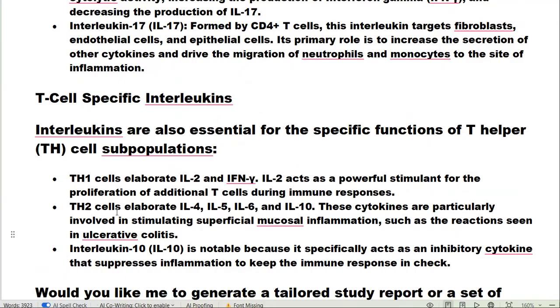Th2, T helper 2 cells elaborate IL-4, IL-5, IL-6, and IL-10. These cytokines are particularly involved in stimulating superficial mucosal inflammation, such as the reaction seen in ulcerative colitis. Interleukin 10 is notable because it specifically acts as an inhibitory cytokine that suppresses inflammation to keep the immune response in check.